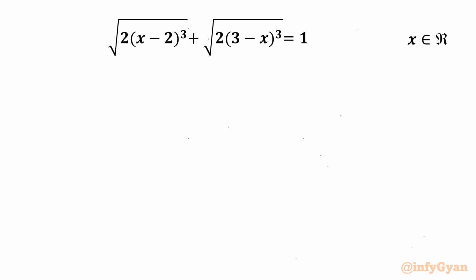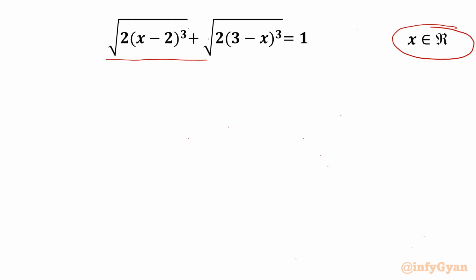In today's video, we have another challenging question from radical equations. The given equation is √(2(x − 2)³) + √(2(3 − x)³) = 1. And we are going to calculate real solutions only.